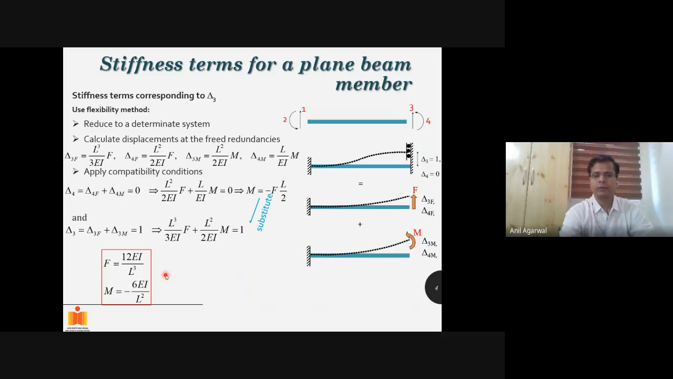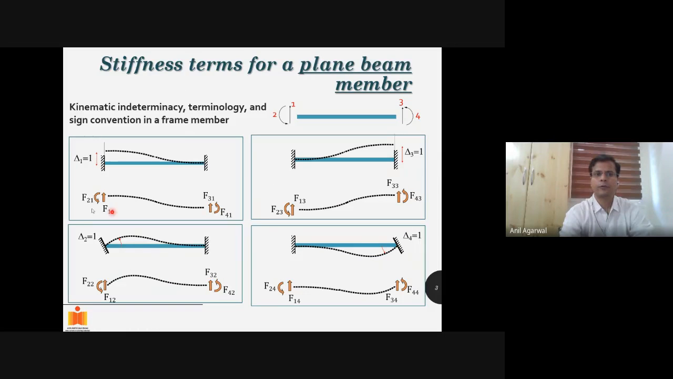So the question comes, how do we get the value of these 16 terms? You can see that 16 terms are here: F11, F21, F31, F41, and likewise. There are 16 force terms that we need to calculate the values of. So we will quickly do a formulation for a plane beam member. We will do the formulation for the stiffness method, and then solve one simple problem which has a plane beam system, and in the process we will learn the entire method and the philosophy behind it.